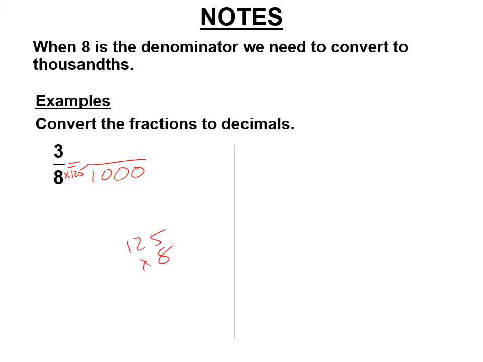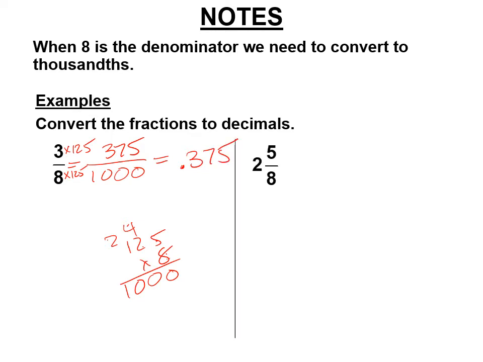Because 125 times 8, 8 times 5 is 40, 8 times 2 is 16, plus 4 is 20, 8 times 1 is 8, plus 2 is 10, that's the 1,000. So anytime you have 8s, you want to multiply by 125, top and bottom. Yeah, and 3/8 makes 375 thousandths, 0.375.